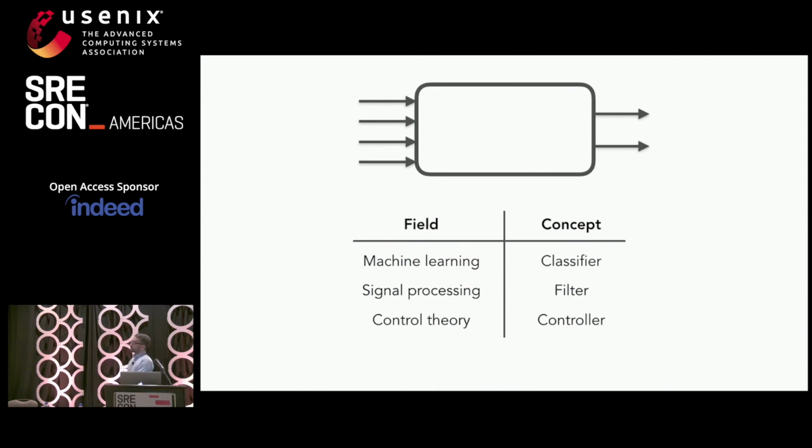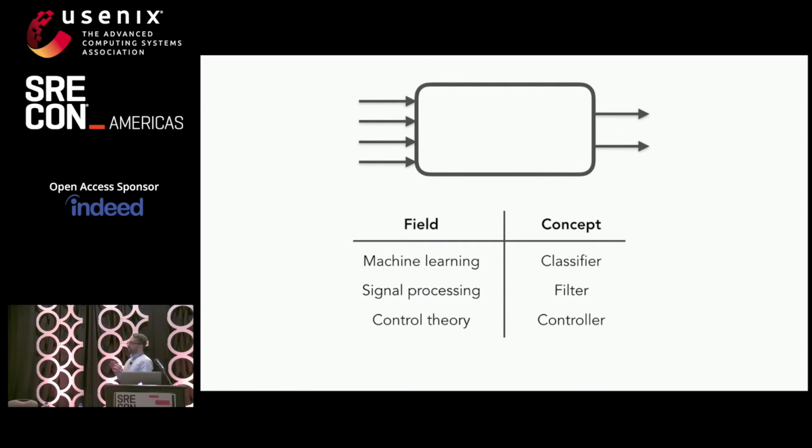In control theory, there's also an abstraction like this one. A controller is, again, a component which takes an input set of signals, which describes the current state of a system, and outputs a control signal which should influence the state of the system at a future point in time. So I'd like to let this sink in for a minute.